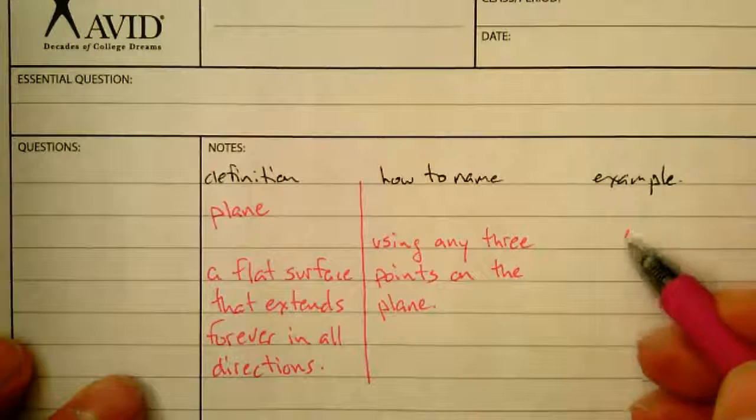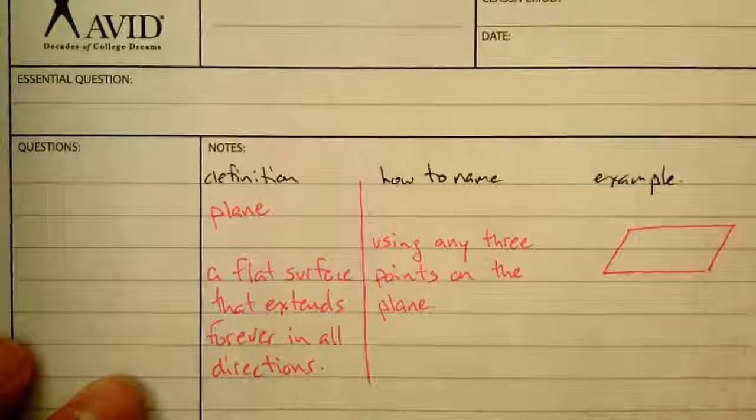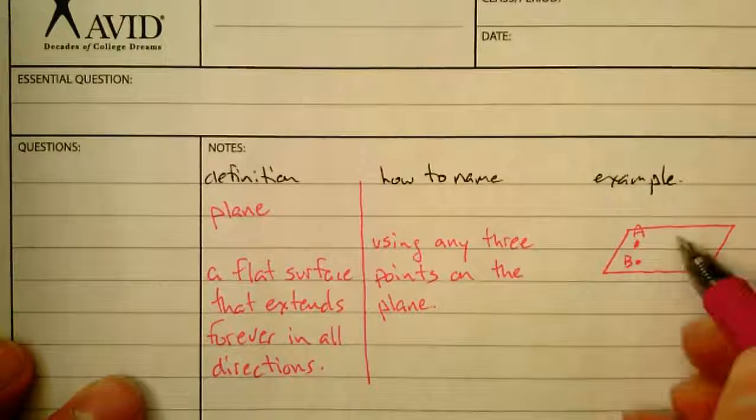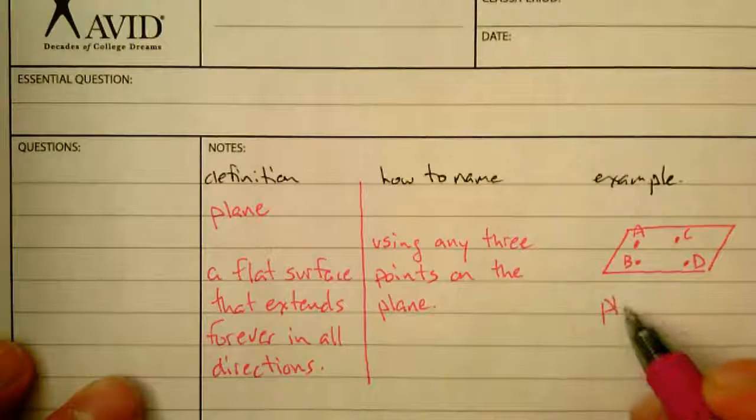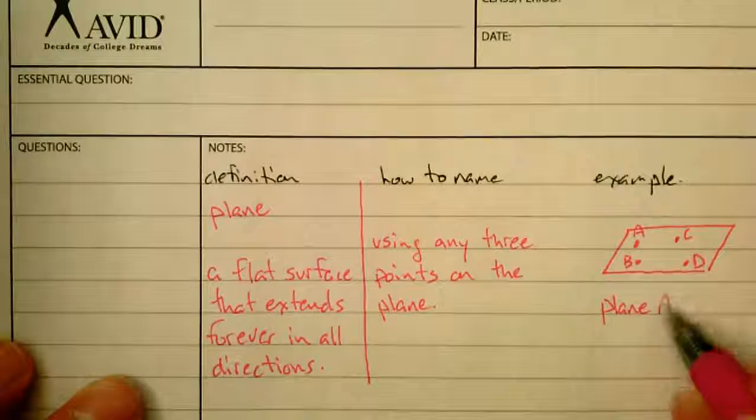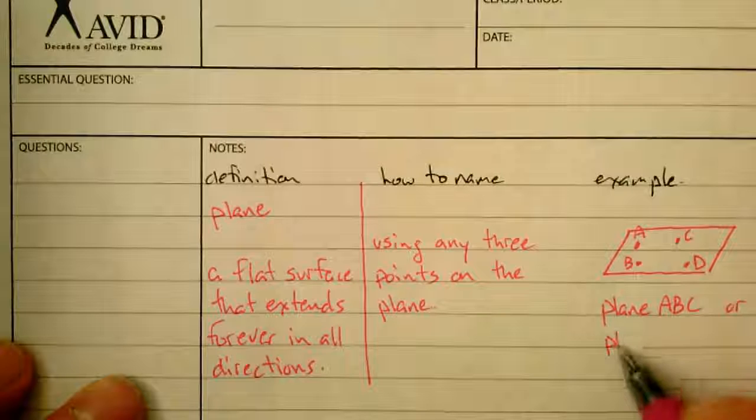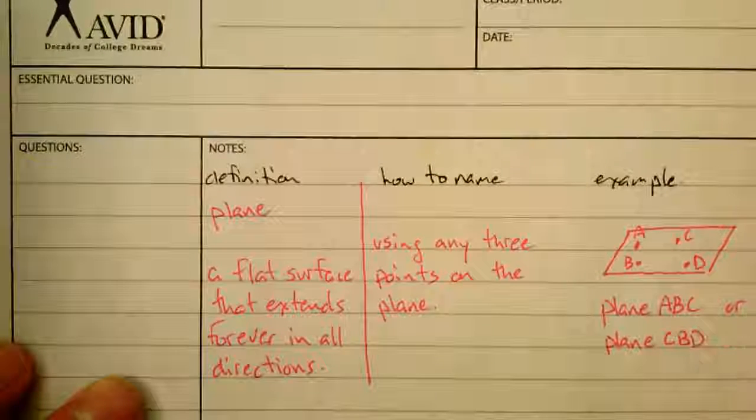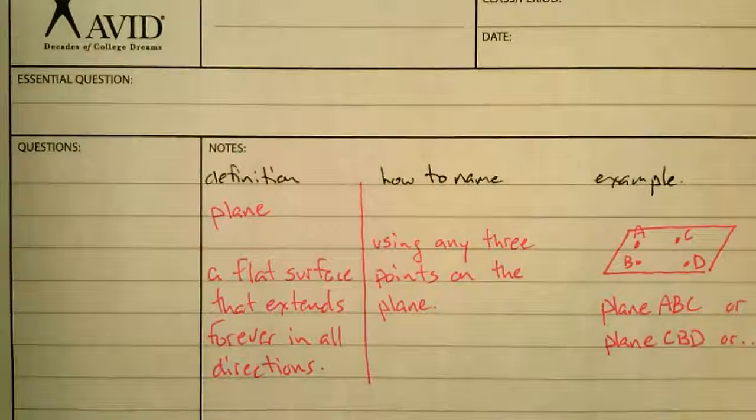For example, if I sketch a plane here, let's say this plane has, I don't know, 4 points. Call them A, B, C, and D. We could call this plane ABC, or plane CBD, or any 3 points on the plane. Alright, looks good.